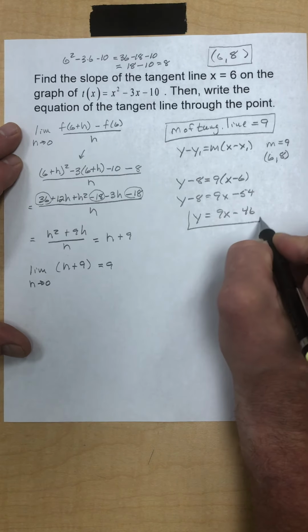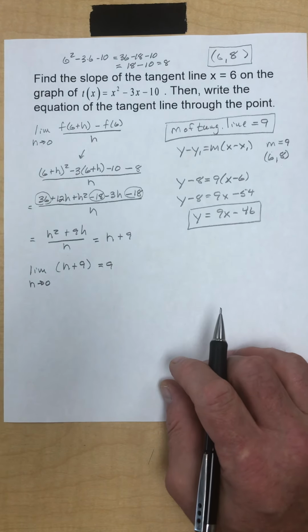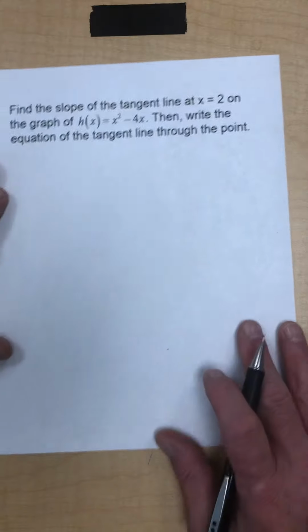And we have the slope of our tangent line, 2x minus 3, yep. So that one's good. Let's take a look at this one.